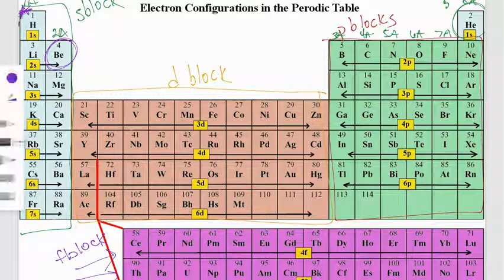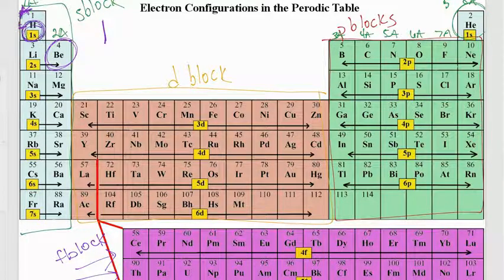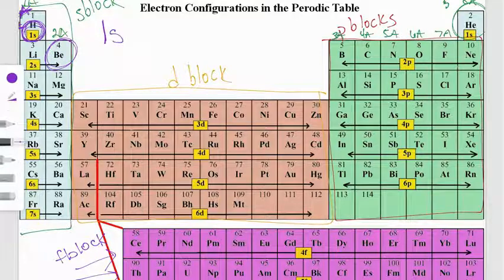Well, I'm in row 1 right here, so I'm going to put 1. I'm in the S block, so I'm going to put an S. Now, there's actually 2 of them in row 1 S block. I have hydrogen top left and helium in the top right, so that's 2 of them. So I'm going to put a little 2 right here.